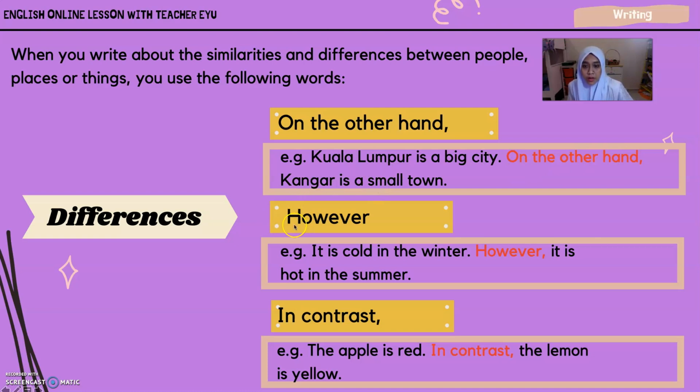Phrase number 2, however. Example, it is cold in the winter. However, it is hot in the summer. The last phrase that we can use to show differences is in contrast. Example, the apple is red. In contrast, the lemon is yellow.